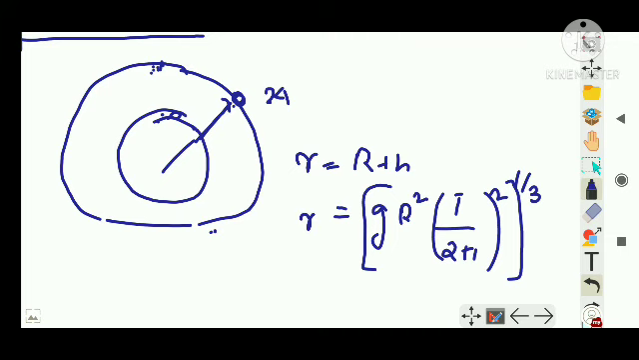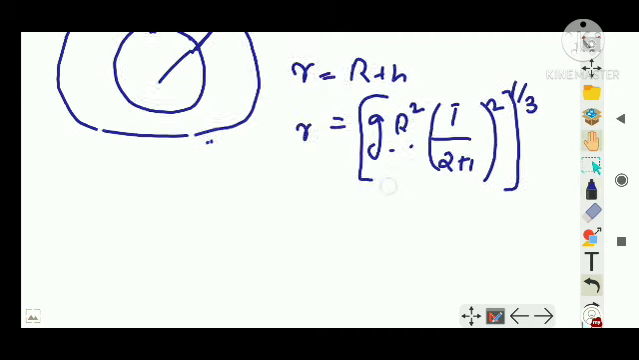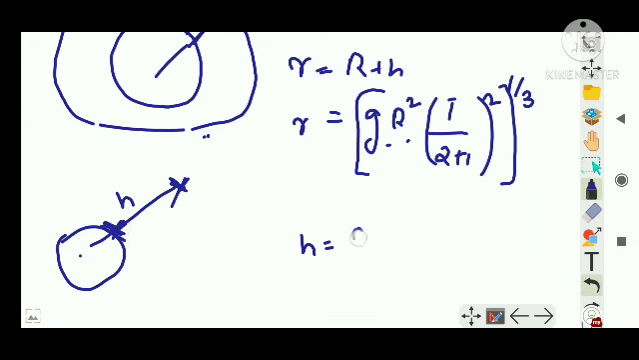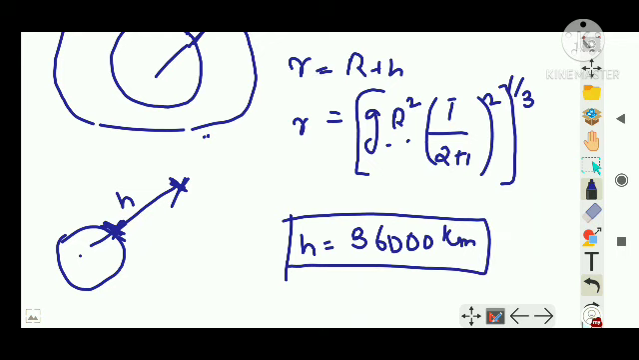Only the expression is required, right? And when you substitute the values of g and T, you can find the h also, in the case of Earth. The position of a geostationary satellite from the surface of Earth, h, is equal to 3600 kilometer. This is the position of a geostationary satellite.